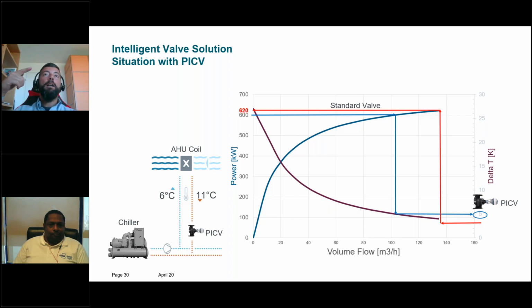Then when you look at the variable flow with PFTV or with manual valves, you see that it is already 50%. Maybe you can go to that slide, Ankit, and we can quickly look at it.